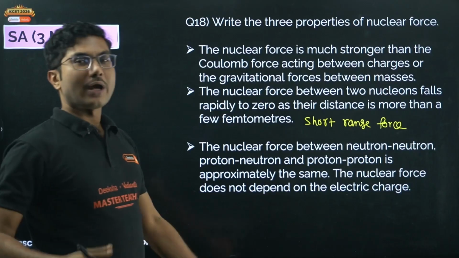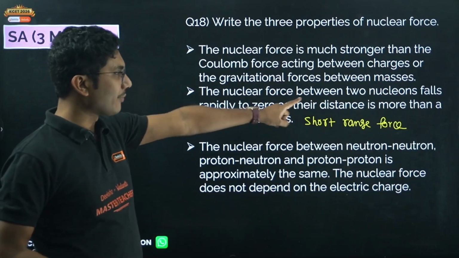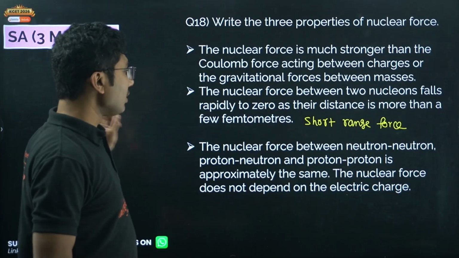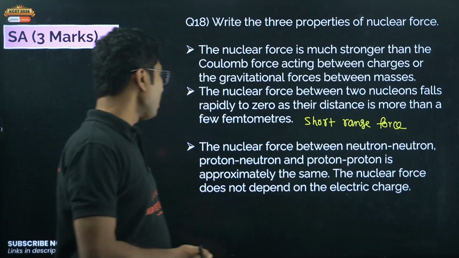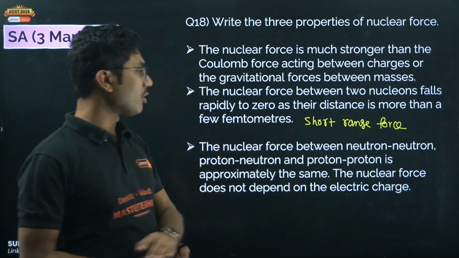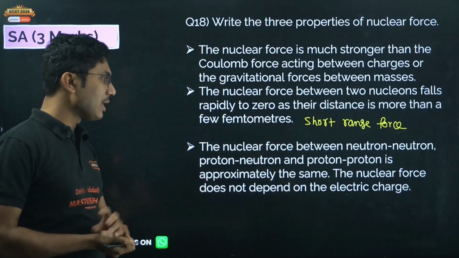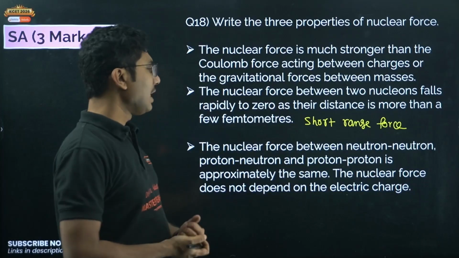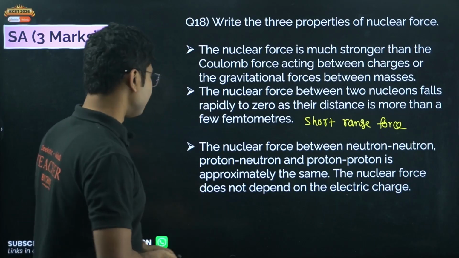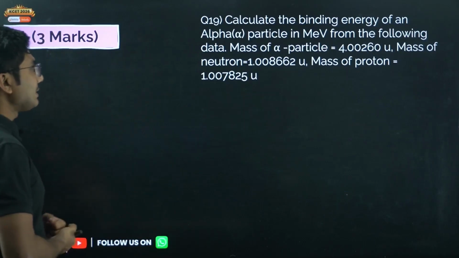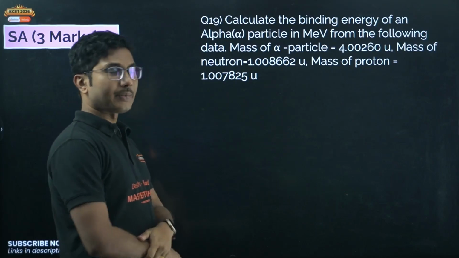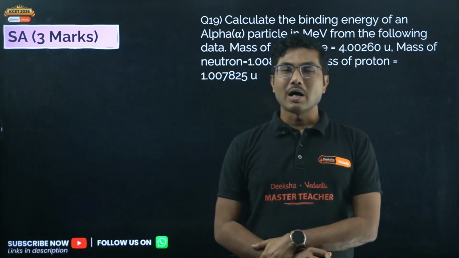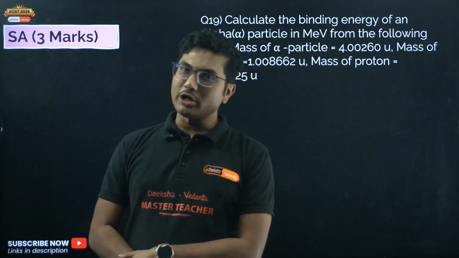Okay, and if you are writing short range, you have to explain it. The nuclear force between neutron-neutron, proton-neutron and proton-proton is approximately the same. That is, the nuclear force is independent of electrical charge. Next, calculate. From this chapter, sometimes we can get some binding energy related small numerical problems.